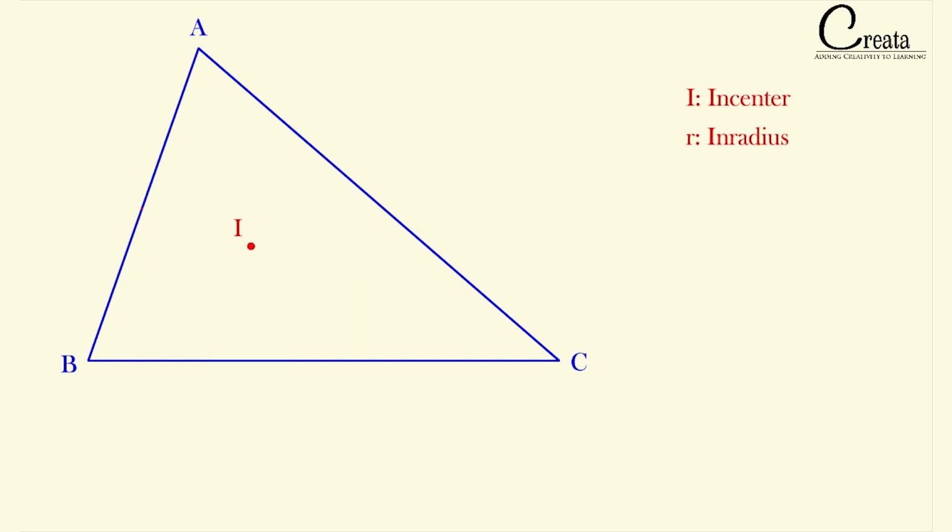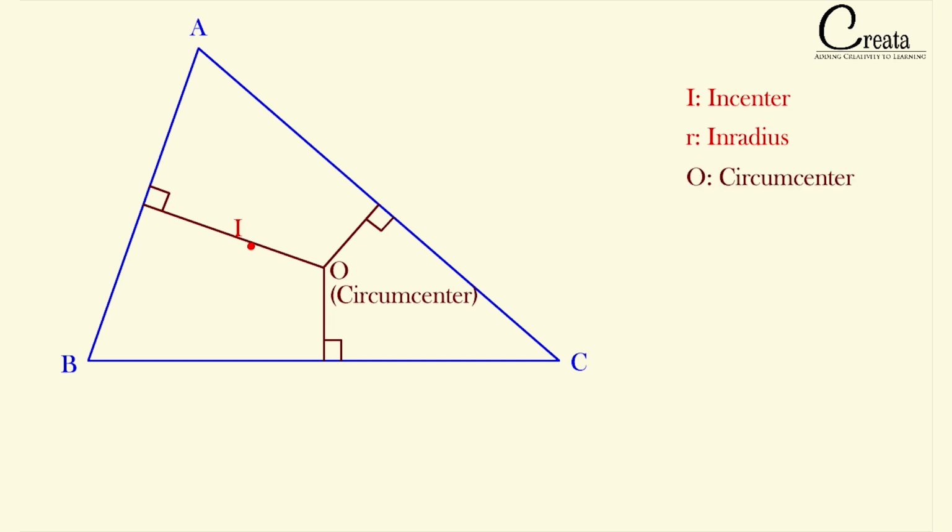Further, let's try to find the circumcenter for this triangle. For that, let's draw the three perpendicular bisectors. These are the three perpendicular bisectors for this triangle ABC. And the intersection point of these three perpendicular bisectors is the circumcenter, that is the point O. Here this point O is the circumcenter. For the time being, we are deleting these three perpendicular bisectors to avoid any clumsiness.